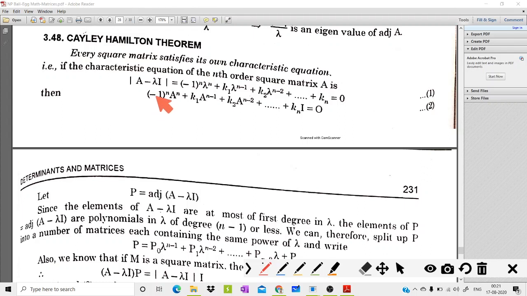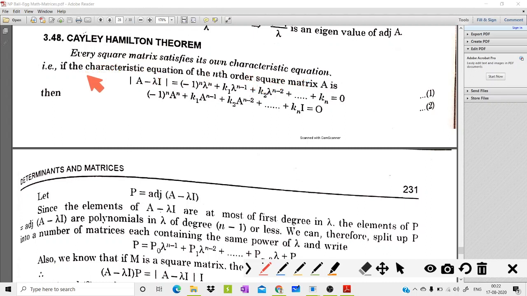Let's discuss section 3.48, the Cayley-Hamilton theorem. This is the last section of the third module. In this section, we discuss this theorem only. The statement is: every square matrix satisfies its own characteristic equation.